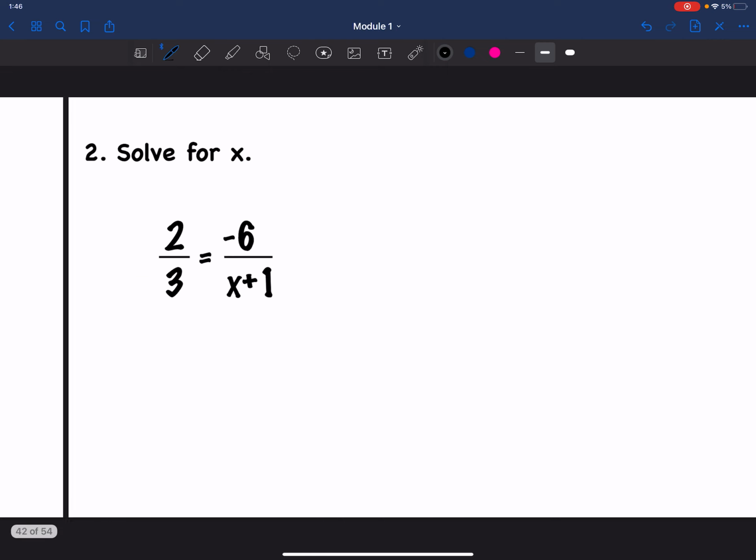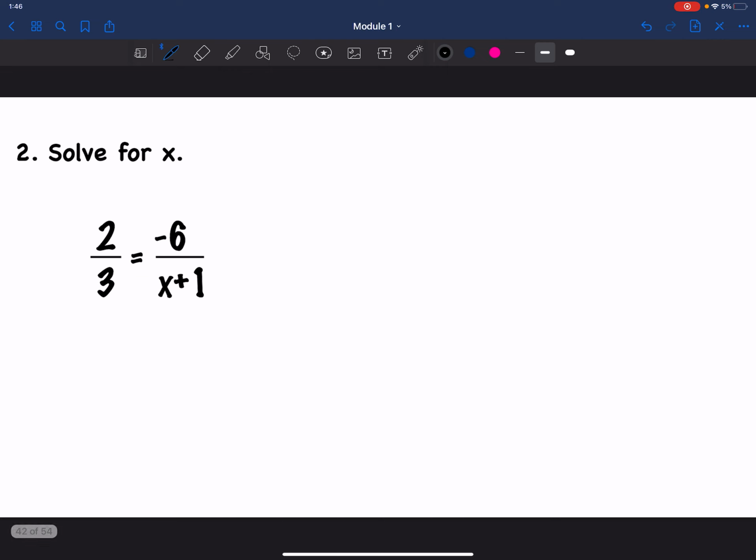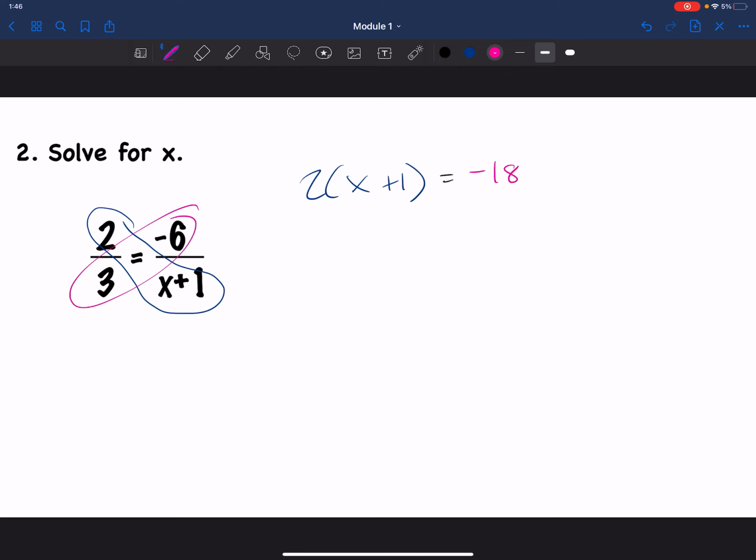Let's look at number 2. We're going to solve for x. So I'm doing 2 times x plus 1. And I'm going to write this out so that I don't make any mistakes when I distribute. And then 3 times negative 6 is negative 18.